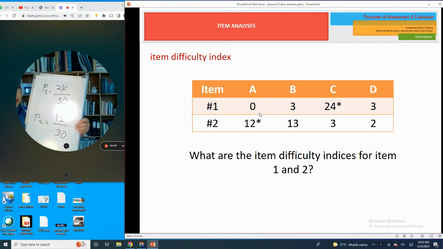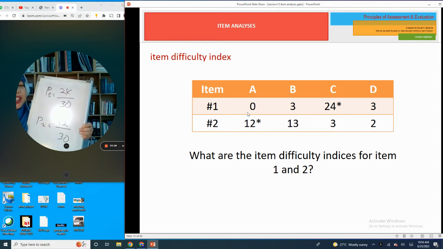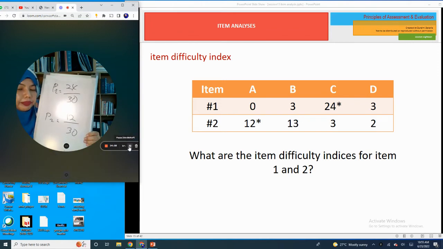correctly. Now, based on this, please calculate the item difficulty indices. I've given this. You just need to add up and divide. No, you only need to divide, and then you get your indices.